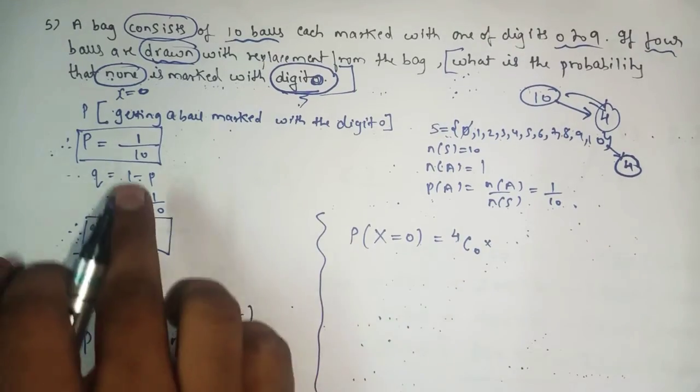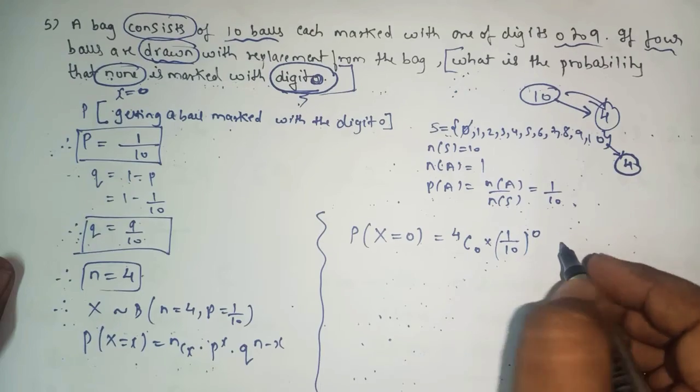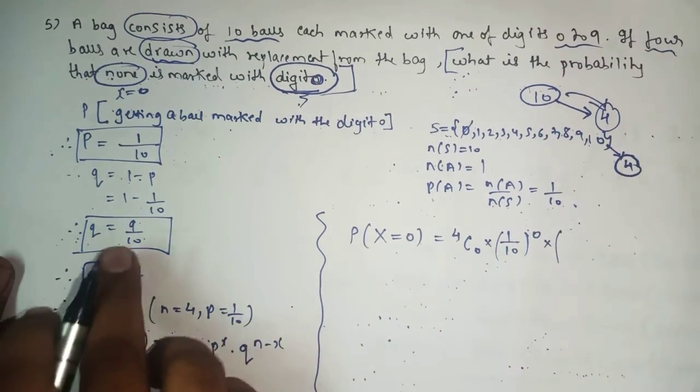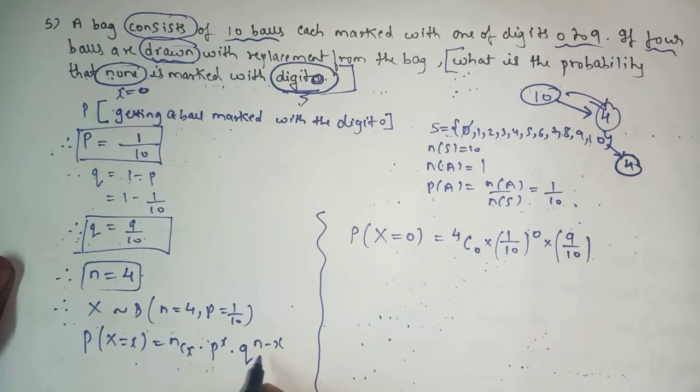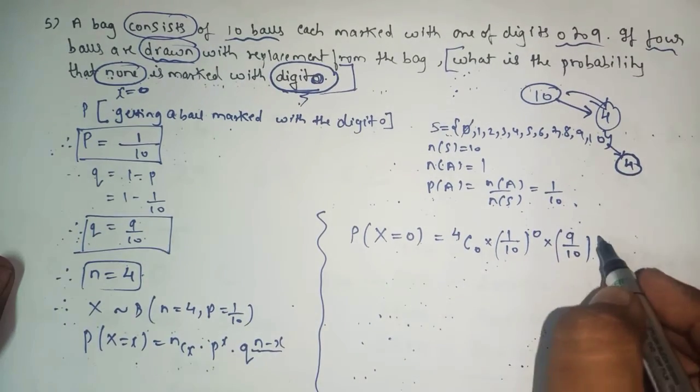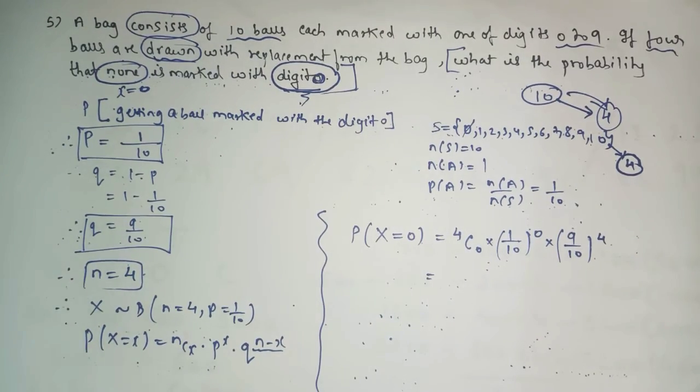So 4C x, that is 0, into p, which is 1 upon 10 raised to x, into q, which is 9 upon 10 raised to 4 minus 0. That means n minus x. So 4 minus 0 will be what? 4.